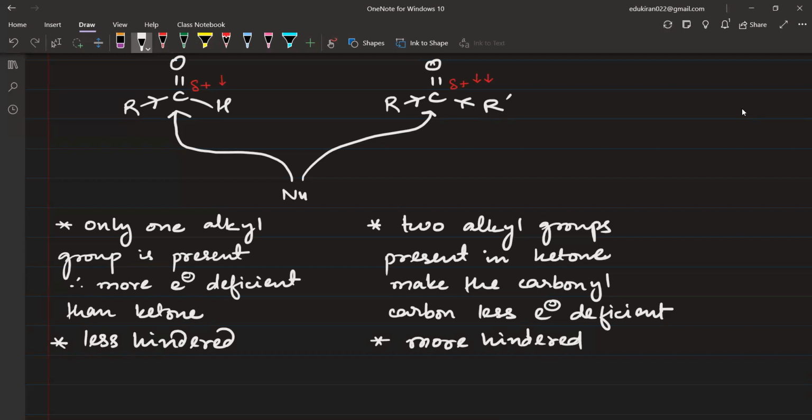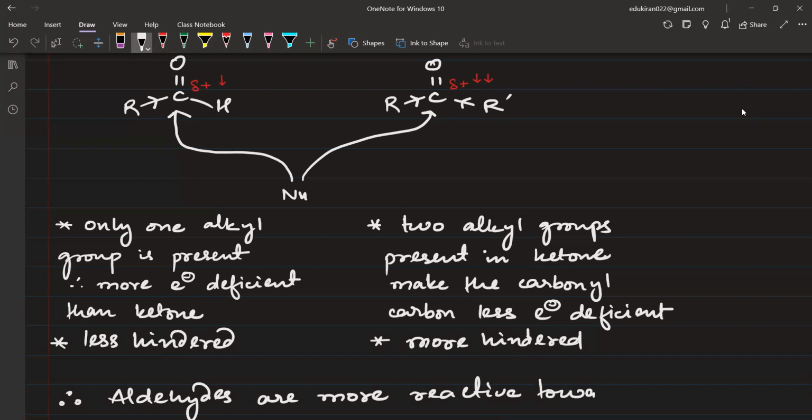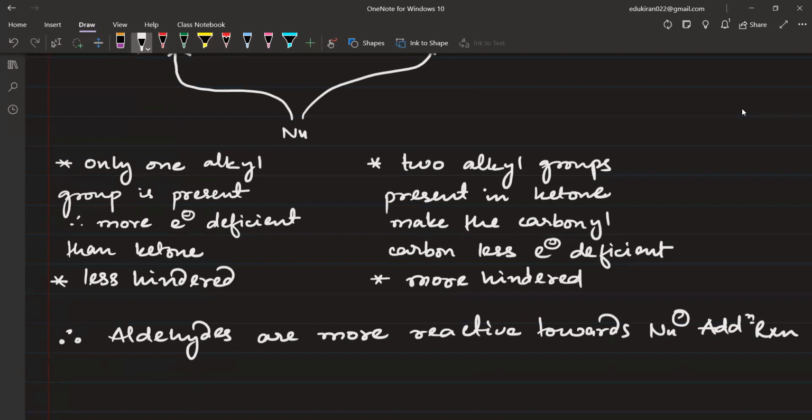Okay. So therefore we can write a conclusion. Aldehydes are more reactive towards nucleophilic addition reaction than ketones.